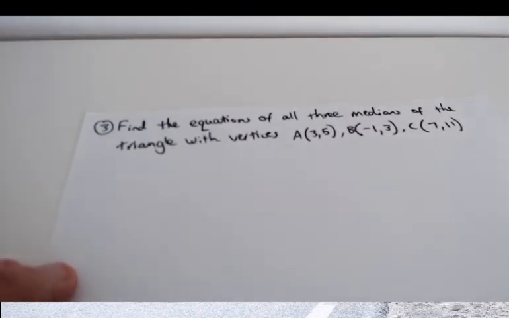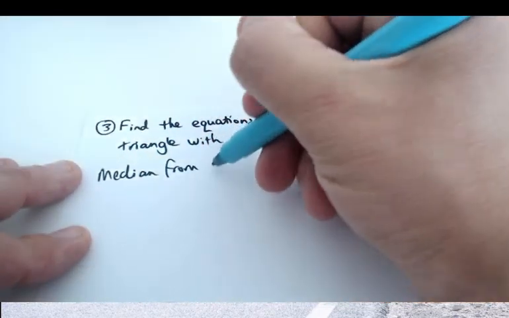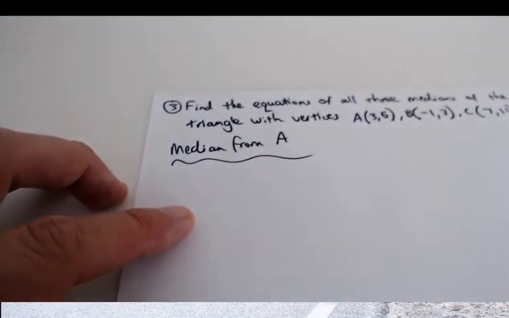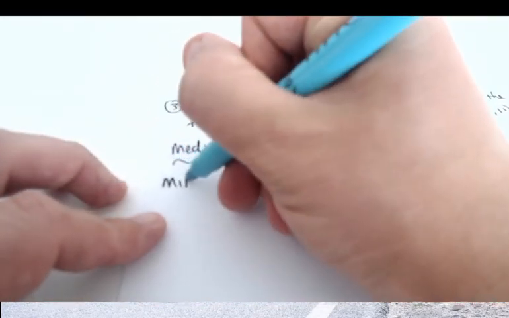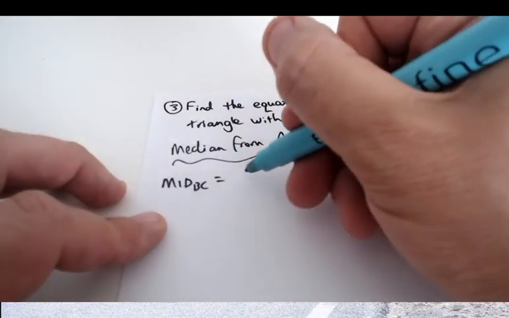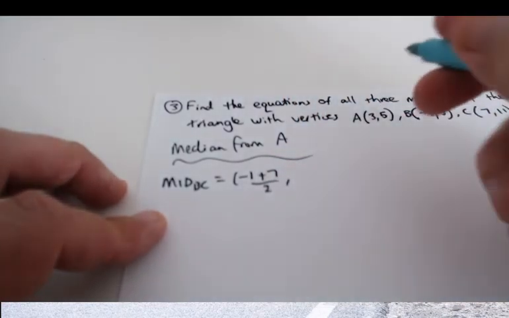Long question. I want the medians, all three medians. So we'll start with the median from A. Okay, median from A. So I want the midpoint of the opposite side. So that's BC. So I'll add together the two x coordinates and half it. Minus 1 add 7, half. I'll add together the two y coordinates and half it.